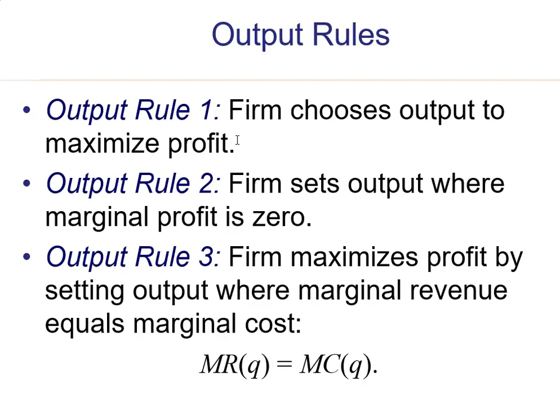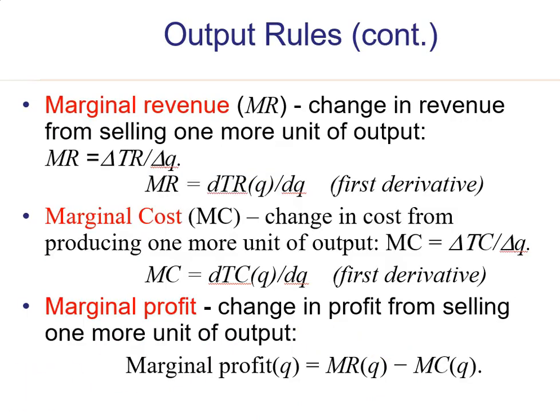Or output rule number 3. And I should mention, all of these will give you the same answer. A firm maximizes profits by setting its output where its marginal revenue will equal its marginal cost. So output rule number 3, I will mention repeatedly throughout this module, reminding you that marginal revenue and marginal cost have to be equal for a firm to maximize its profits. So that's what this slide summarizes.